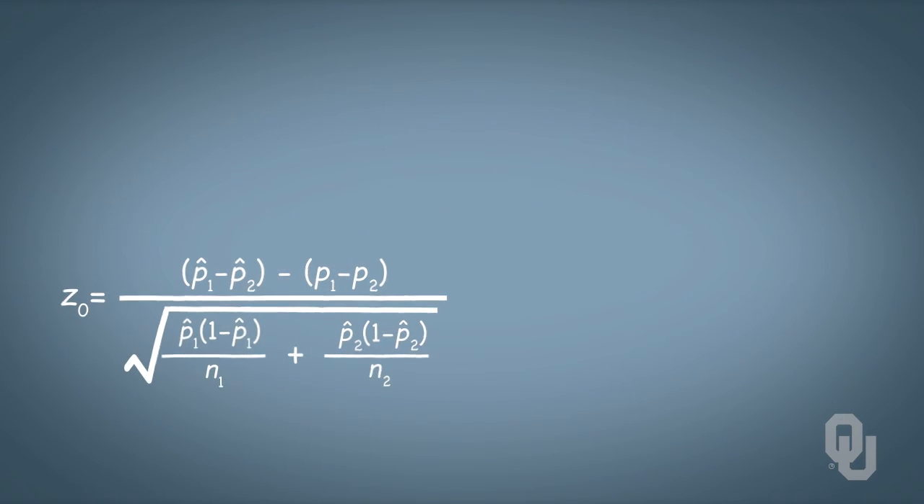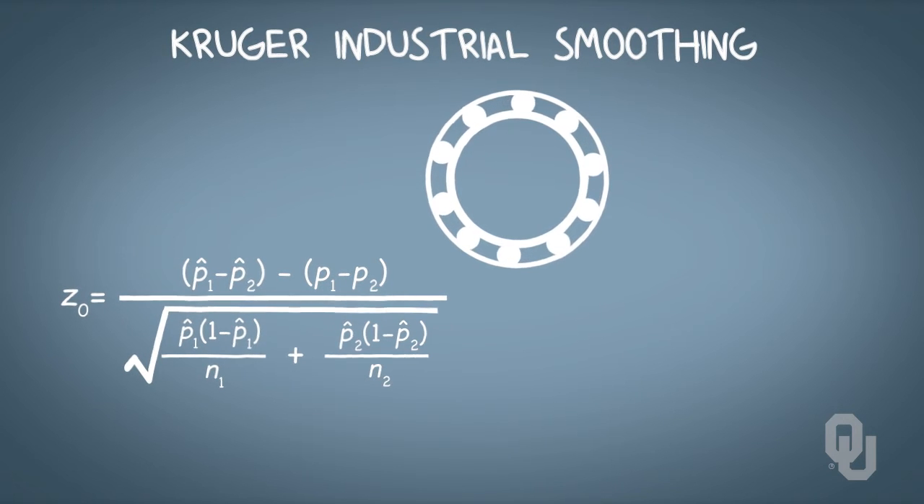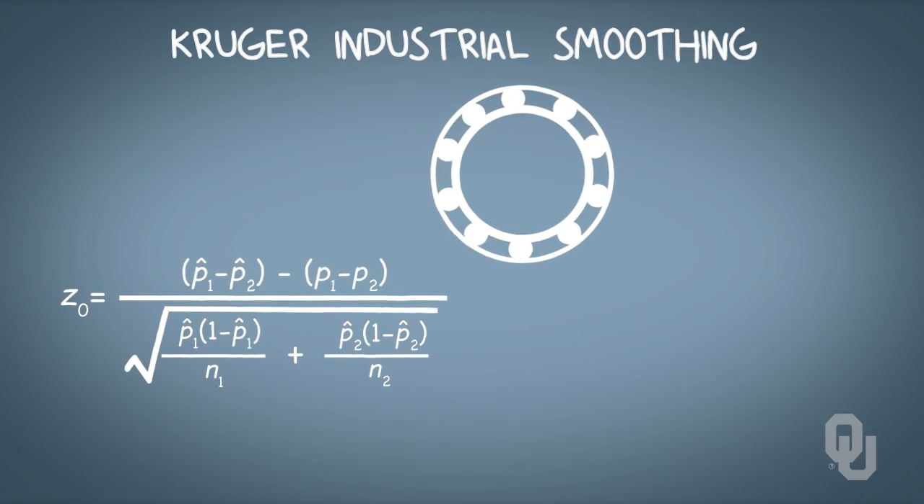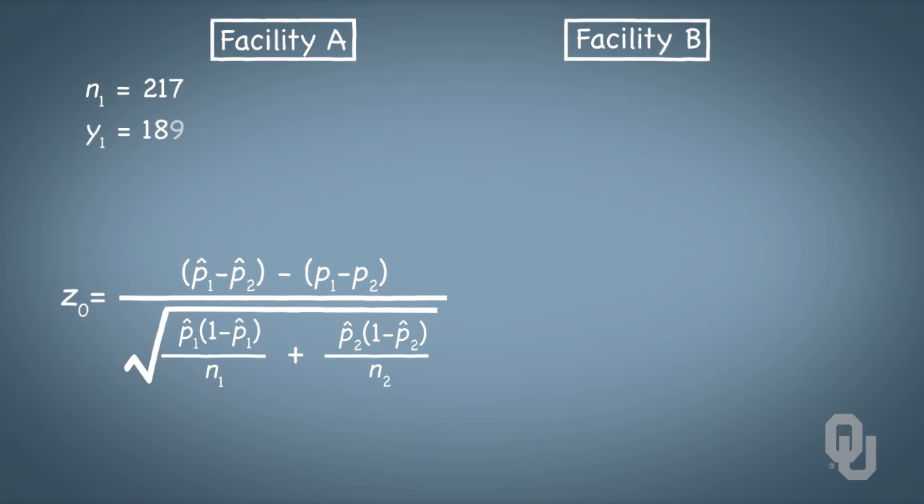Let's apply this test statistic to answer a set of hypotheses. Kruger Industrial Smoothing produces bearings that are used in a variety of applications. The bearing production process requires several operations to get a bearing to be the appropriate diameter. If the final bearing product has too big of a diameter, it can be repolished to reduce a small amount of excess diameter. But sometimes repolishing doesn't always work, and too much is taken off. Operators at Facility A seem to be pretty good at the repolishing operation relative to Facility B. We take a sample of 217 bearings that need to be repolished from Facility A and found that 189 of them were within specification after the repolishing operation.